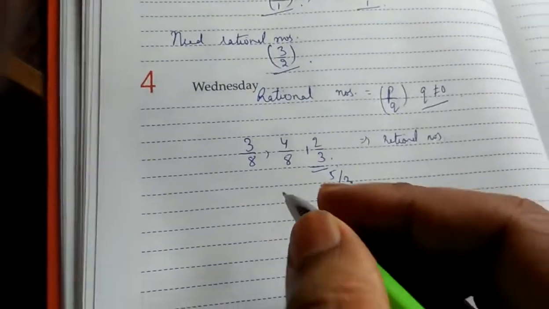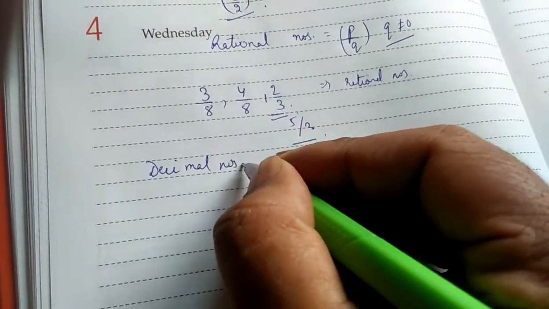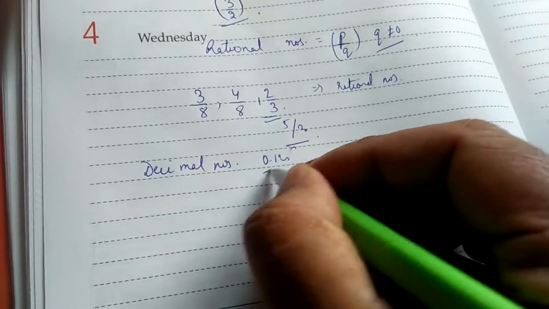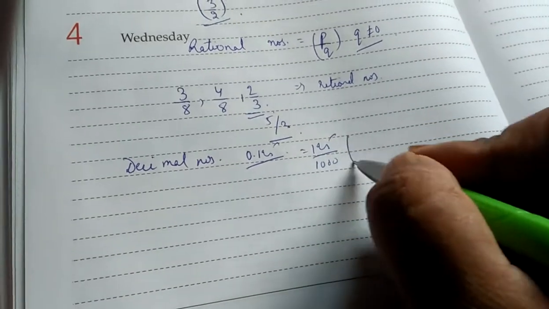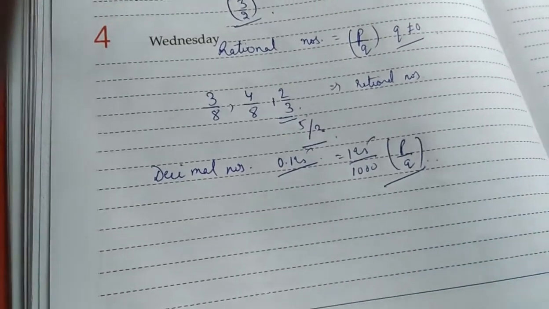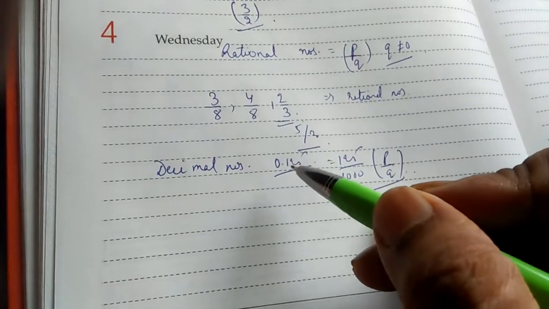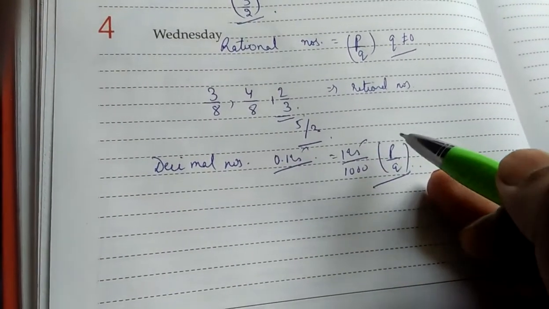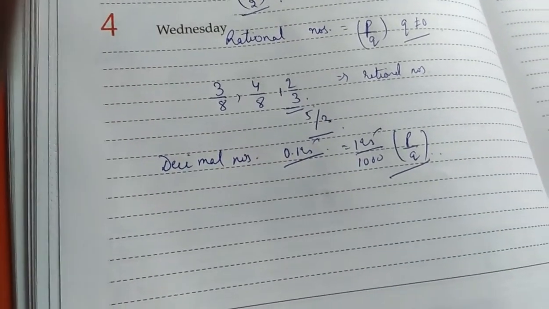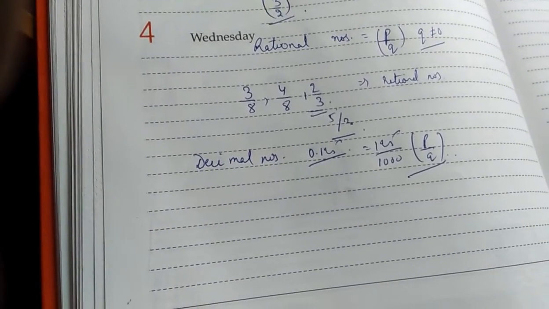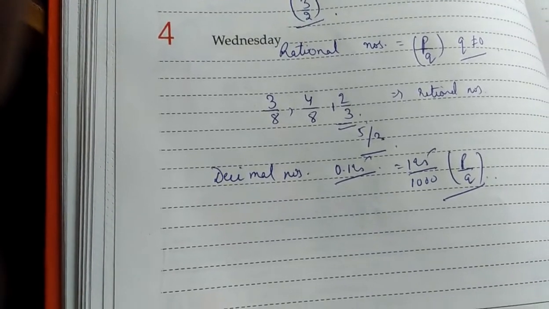So there are decimal numbers. So let's say 0.125 has been given to you. So this can be expressed as 125 by 1000. This is in the form of p by q. So this is a rational number. So this is a decimal number, 0.125 is a decimal number. We have converted it into a rational number by writing 125 by 1000. Alright. So the number has to be expressed in the form of p by q in order to make it a rational number.